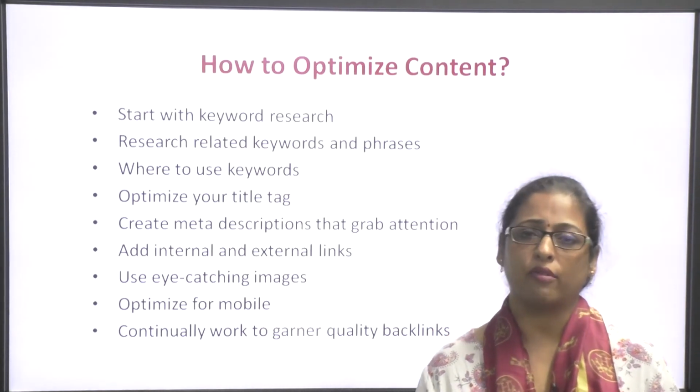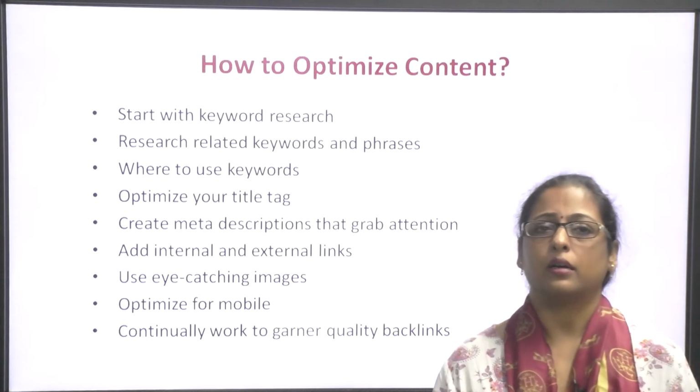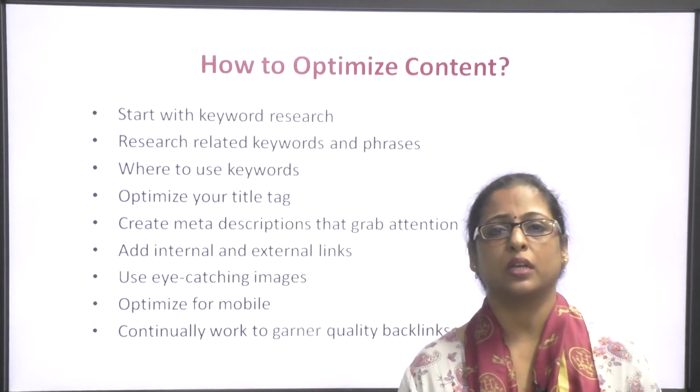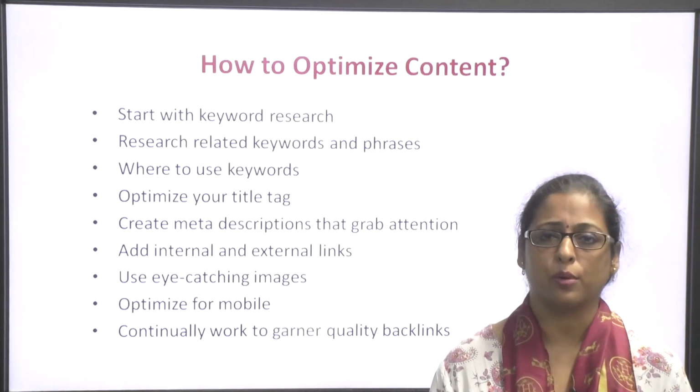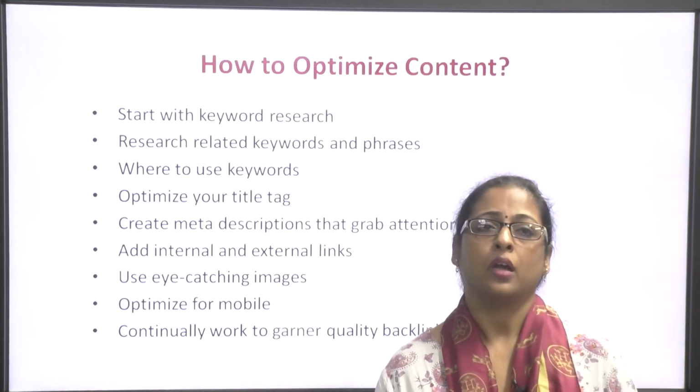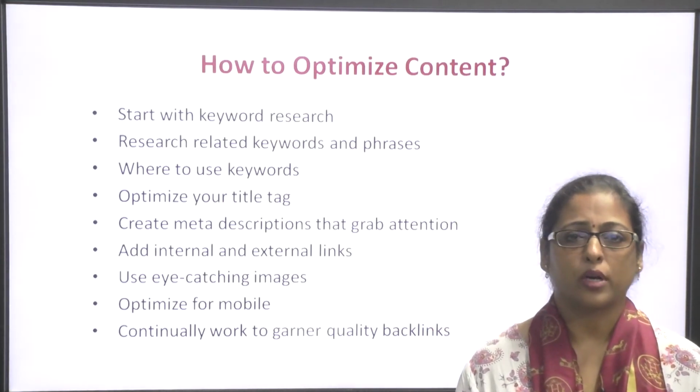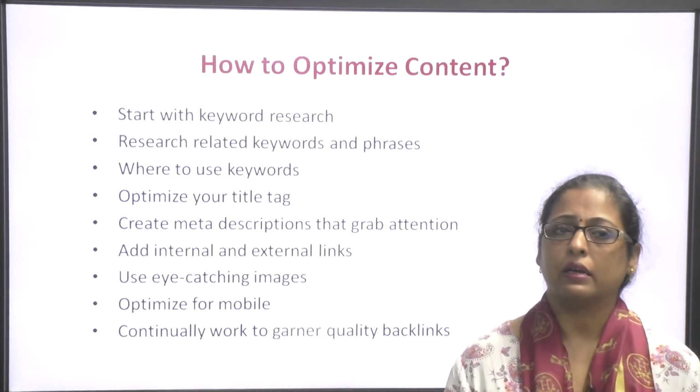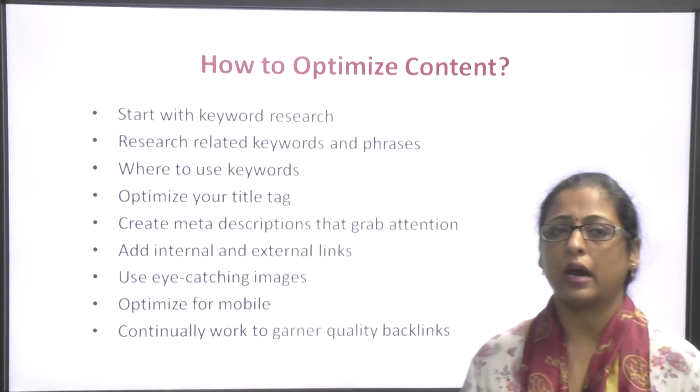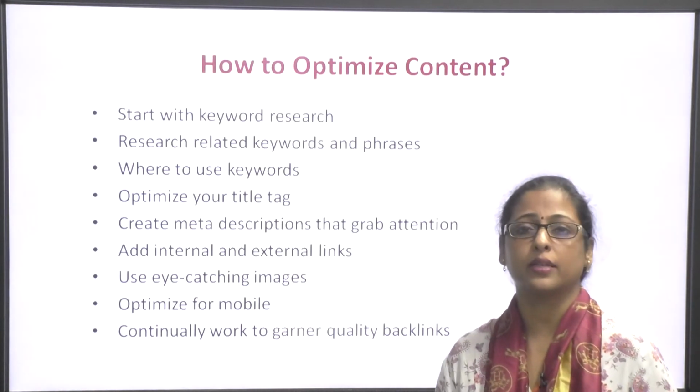Optimizing the title tag: what is the title tag, what should be the length of the title tag, and whether the keyword should be placed or not is again important. Creating meta descriptions is also important for grabbing attention. Then adding internal and external links, adding images, optimizing for mobile. This is very important.